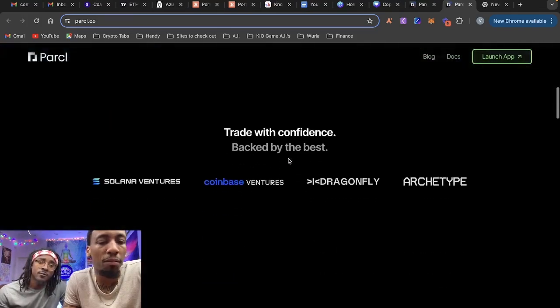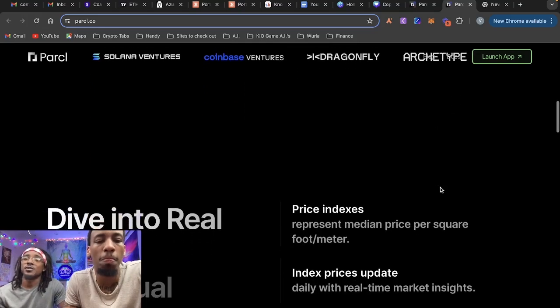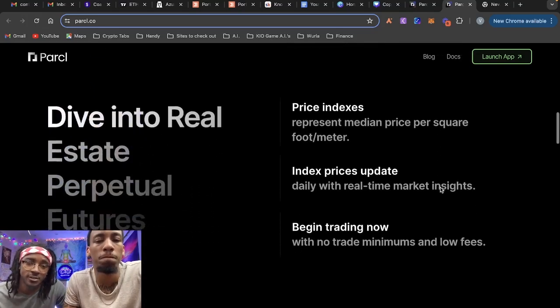And then they are backed by some pretty good firms. Solana Ventures, obviously. Coinbase Ventures, Dragonfly, Archetype. And they just completed a partnership with Skybridge. Anthony Scaramucci. That's huge.